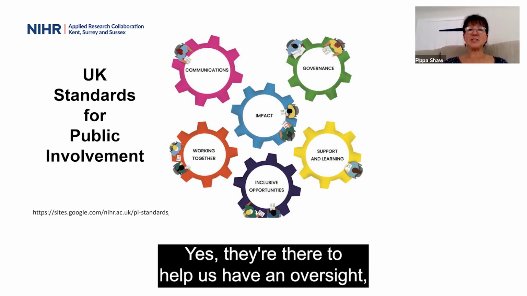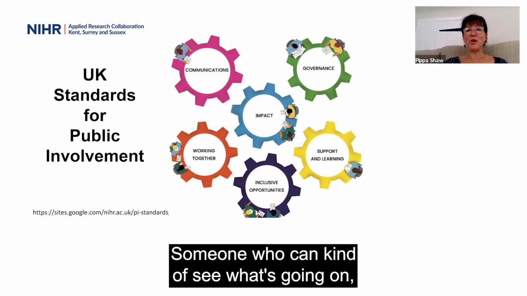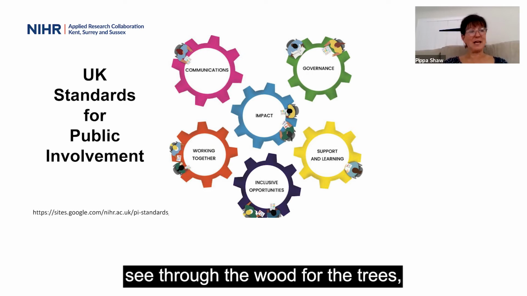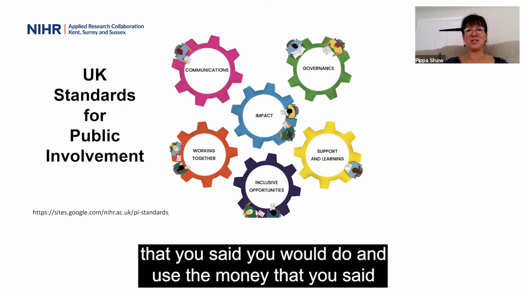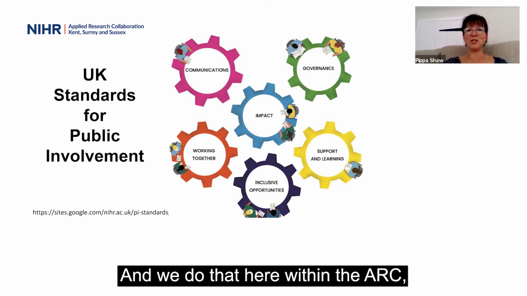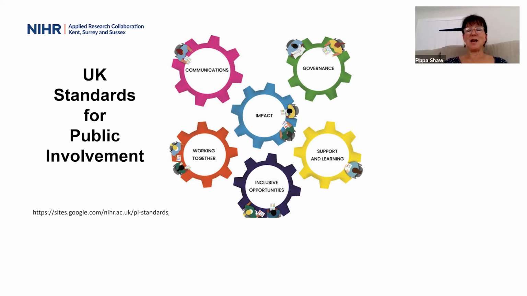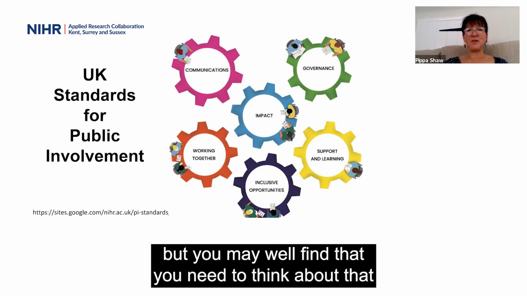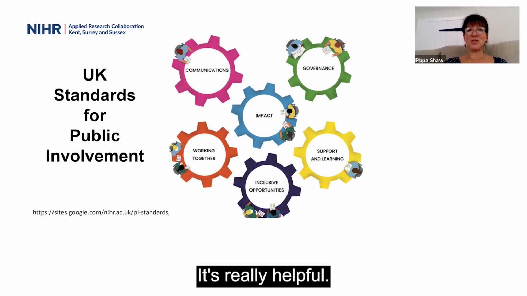And then governance, yes, they're there to help us have an oversight, an outside view, a balcony view, whatever you want to call it, someone who can see what's going on, see through the wood for the trees, all those kind of things, just to help you make sure you stay focused on what it is that you said you would do, and use the money in the way that you said you were going to do it. And we do that here within the ARC through our public advisory group, our PIN. But you may well find that you need to think about that within your project, and do include your public member in that. It's really helpful.